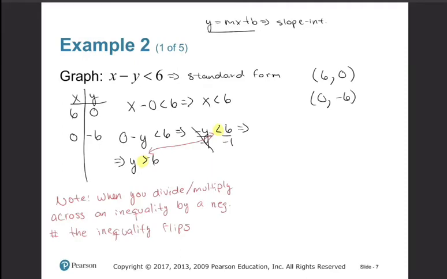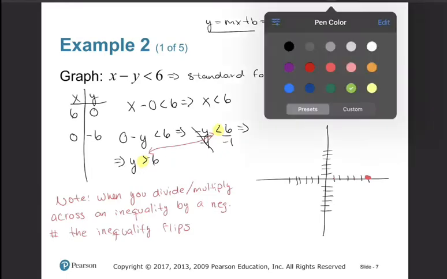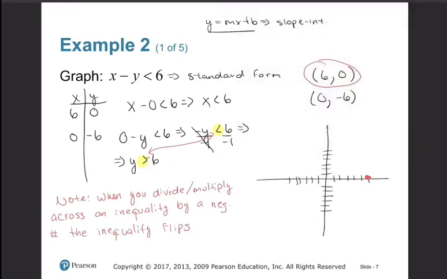So to start graphing, let's make a graph. And I'm going to go 1, 2, 3, 4, 5, 6 in each direction. Okay? So our first point, I'm going to do in red. So that's going to be (6, 0): 1, 2, 3, 4, 5, 6, 0. And there we go. And that green's kind of ugly. Let's do a little purple so it looks a little bit better. So I have (0, negative 6).